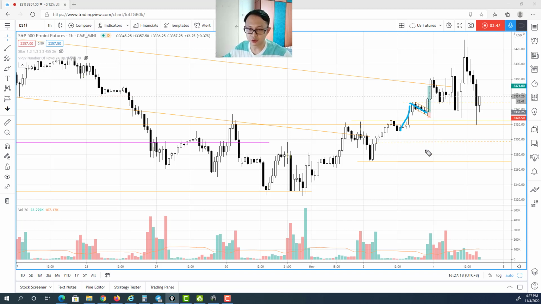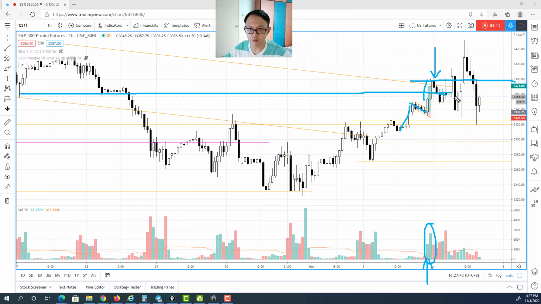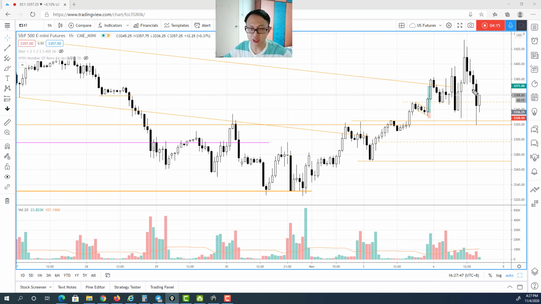And hence, subsequently, we see that during the US opening session at about 10:30 p.m. in my time zone, we see the continuation to the upside. However, there is a reaction somewhere around 3380, and eventually it closed around 3360, which I think is the mid-level that I'm watching. So 3360 is just one of the mid-levels that I'm watching.